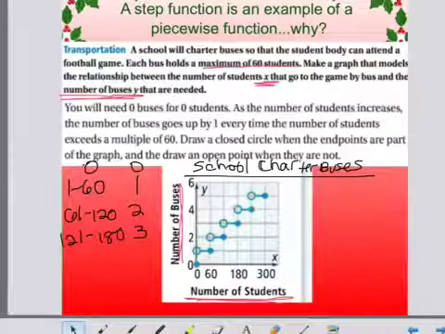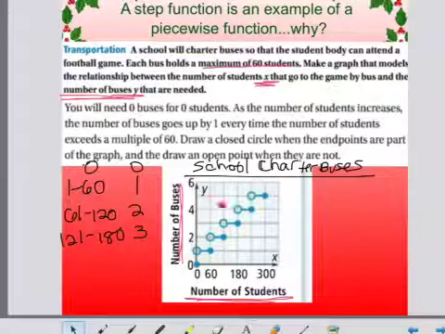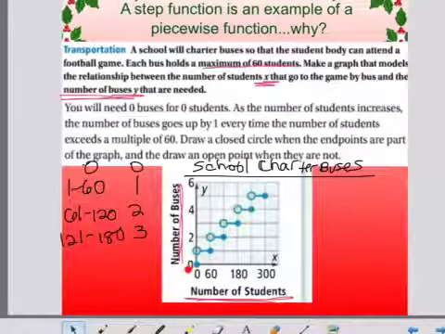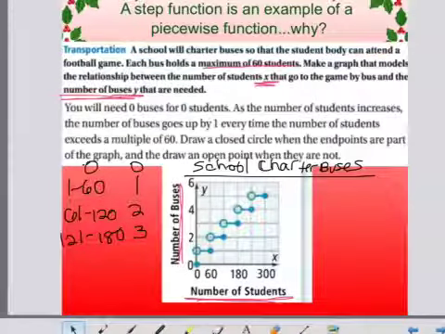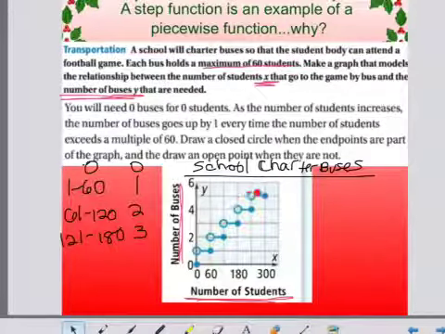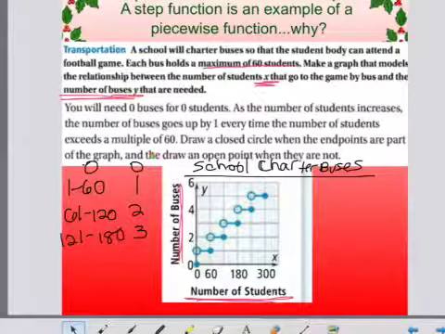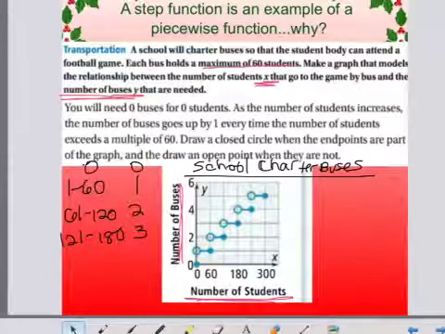We will do a few examples of these in class, but read through this example again and understand why there's a horizontal line for 1 through 60, horizontal line for 61 through 120, horizontal line for 121 through 180, and so on. And make sure, because it's a word problem, we have all of our labels and titles that we need.